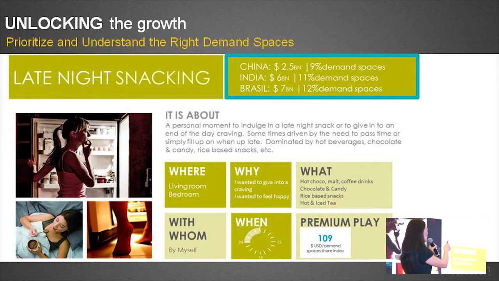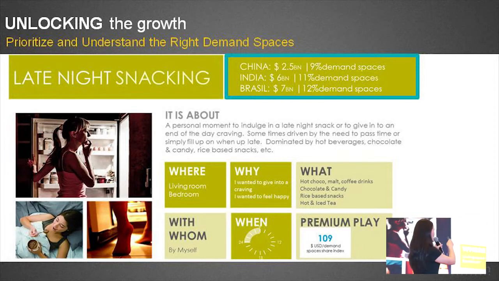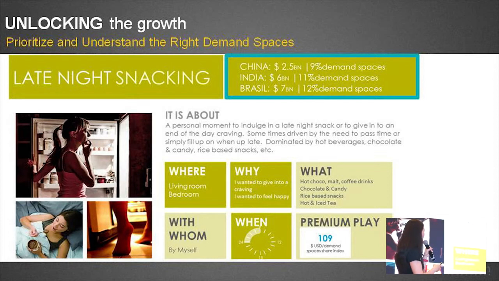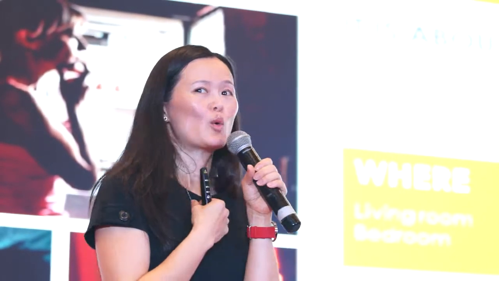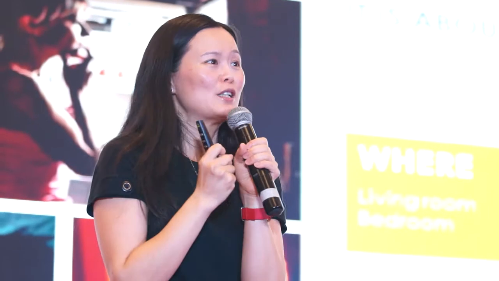Sometimes driven by the need to pass time or simply fill up time when late. For example, when I'm watching TV. For example, if I have to work overtime. For these occasions, you may want to eat some snacks. Currently, most consumers may consume hot beverages, chocolate, candies, or other snacks. So this is the definition of late night snacking moment or space. So if I want to target this demand space, from this, I know what the demands and requirements of the consumers are.